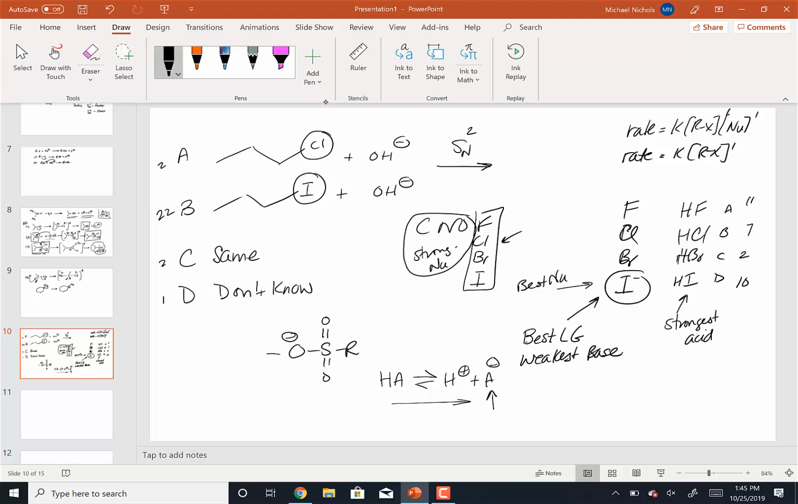And we're going to talk about that, because basically an OH does not leave. For an OH to leave, it would have to leave as a hydroxide. That's what we consider to be a strong base. Strong bases don't leave, unless we do something special to them, which we'll get to. Okay.